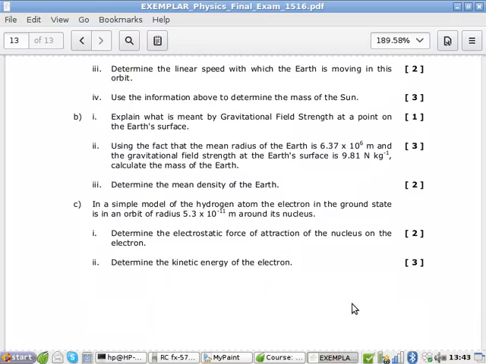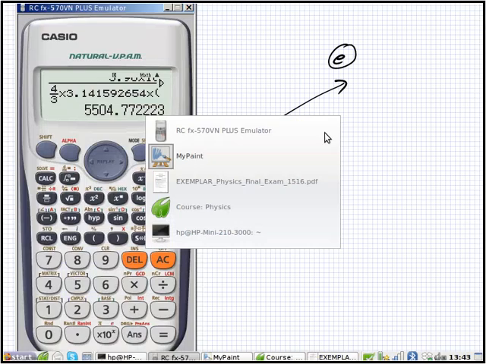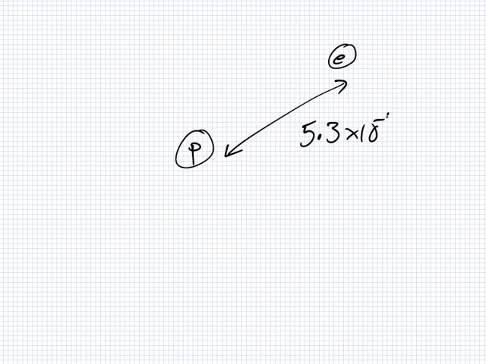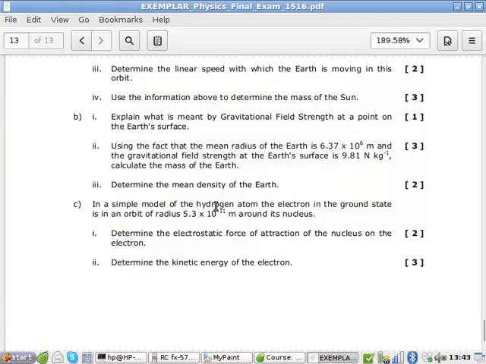This will be nice. In a simple model of hydrogen atom, the electron is in the ground state at 5.3 times 10 to the minus 11. So you have your proton, you have your electron, and the distance here in the ground state. Well, when we say simple model of hydrogen, it is one proton and one electron. That's what they mean by simple.